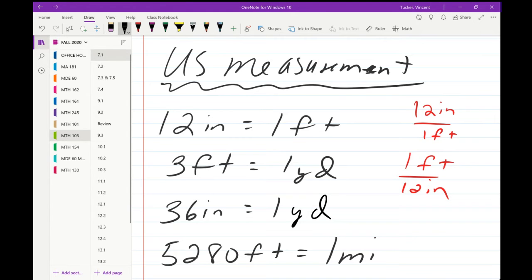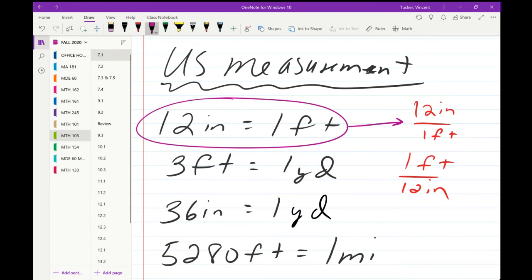So now the way we're going to use these measurements is by these proportions over here to the right, or in this fashion, I should say. Either I'm going to use 12 inches over 1 foot or 1 foot over 12 inches. Same thing with the 3 feet to a yard. You're either going to put 3 feet over 1 yard or 1 yard over 3 feet. So what dictates how you use it is dependent upon what you're being presented.